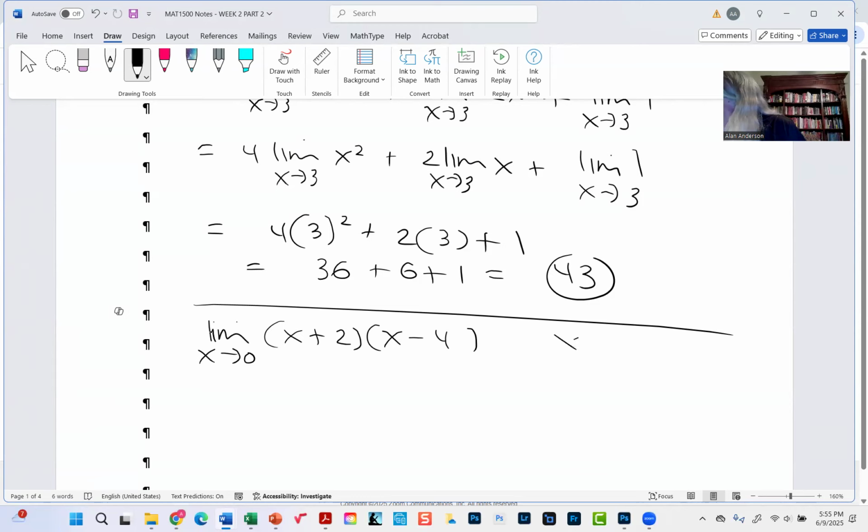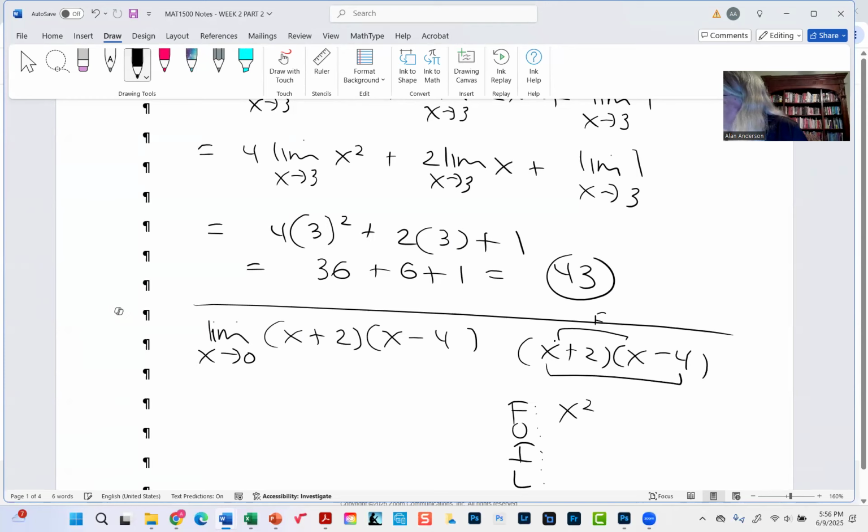We have to multiply these together. We can use the FOIL method. Sorry, this is not this. All right, let me try that again. If we're going to use FOIL, let's write it like this. That's better. So FOIL: F means these two terms, x squared. O is these two terms, -4x. Then there's I, the two inner terms, and then last are these two terms, -8.